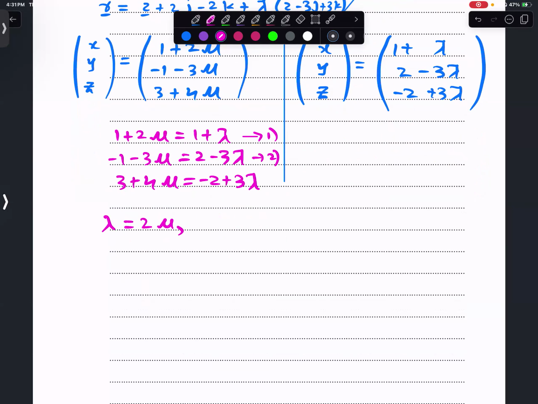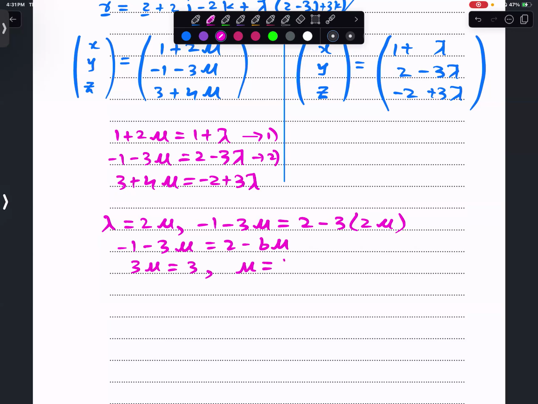Put this value of lambda in the second equation. Minus 1 minus 3 mu is equal to 2 minus 3 times 2 mu. So minus 1 minus 3 mu is equal to 2 minus 6 mu. So 3 mu is equal to 2 plus 1, which is 3. So mu will be 1. That's why lambda will be 2 times mu, which means 2 times 1 is 2. So mu is 1 and lambda is 2.